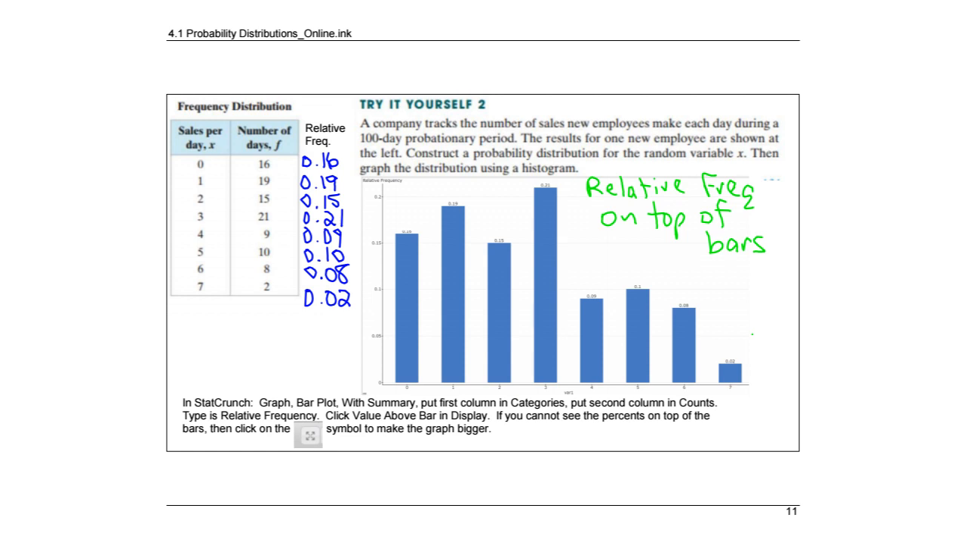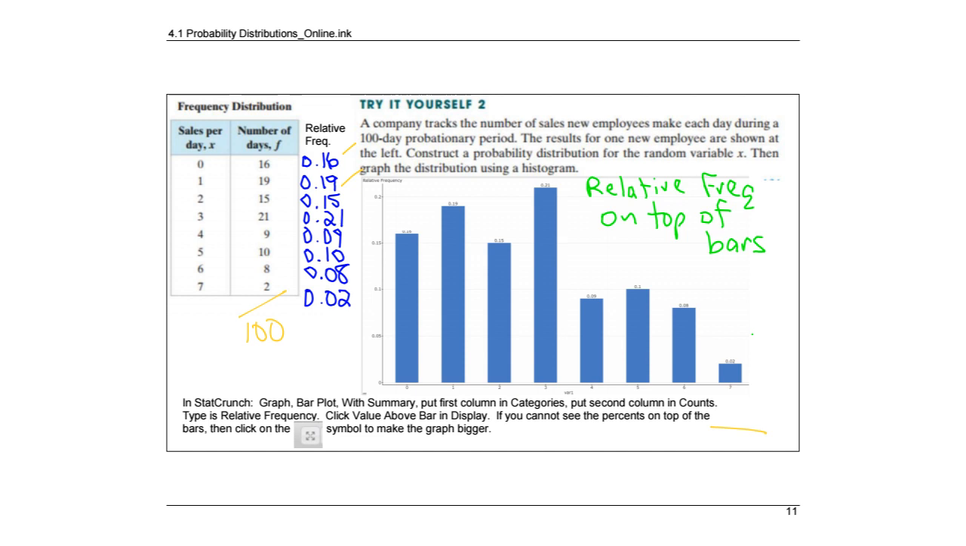So what you're going to do is divide each frequency by the total. So you would add all these up. They would sum to 100 because there's 100 days. And then you would take 16 over 100 gives you the probability 0.16, 19 over 100, 0.19, and all the way down. Then you would have to pick a histogram.